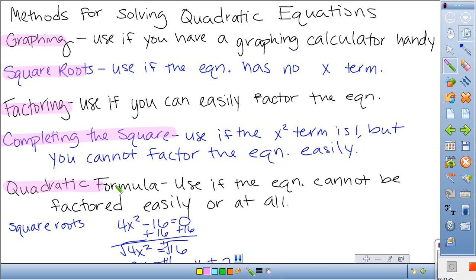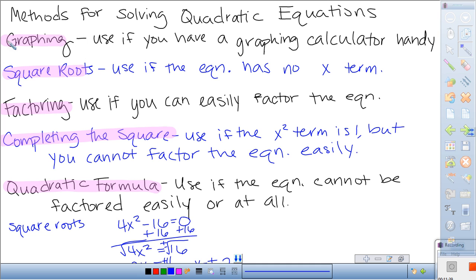And then quadratic formula, that's what we've been working on today. So your main ones that you're really going to focus on: you can always graph and then just see where your parabola crosses the x-axis. You can factor; always try and factor, and if it's easily factorable, then you don't have to do anything else. And then the quadratic formula, that works on any quadratic equation.